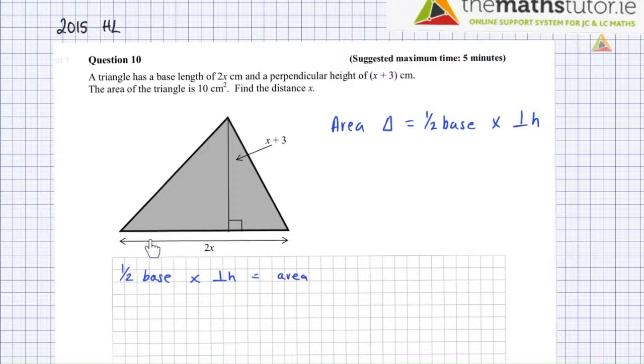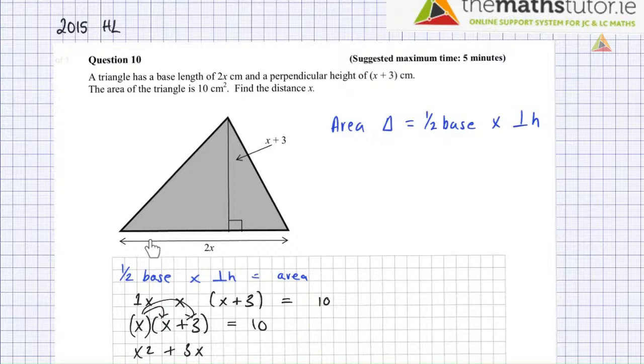What's half of 2? It's going to be 1. So half of 2x is going to be 1x. So half the base is 1x. So 1x multiplied by the perpendicular height, which is x plus 3, is equal to the area, which is 10. So let's rewrite that: x multiplied by x plus 3 is equal to 10. Let's multiply this out. x by x is x squared, x by 3 is 3x, is equal to 10.